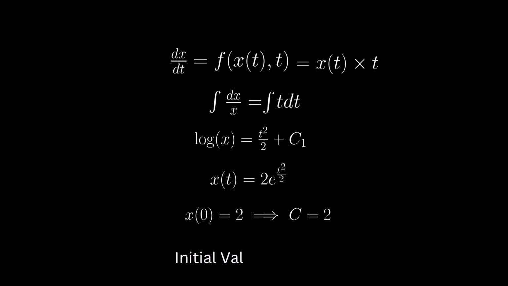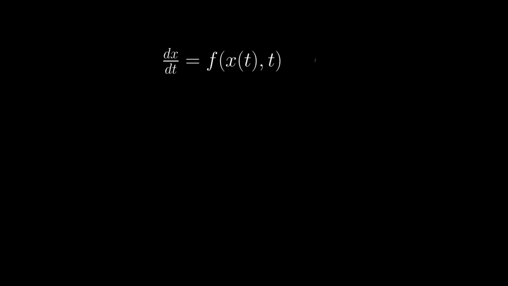This is what's called an initial value problem. Given an ODE and an initial state of the system at time t0, what is the state of the system at a later time t1? In our specific example, given the position of the particle at t equals 0 and the ODE describing the rate of change of its position, what is its position at time t1?